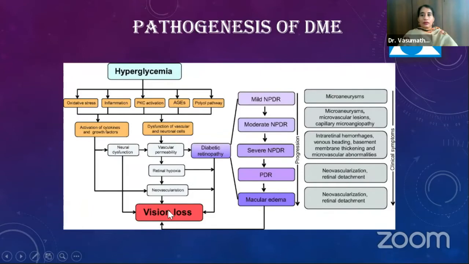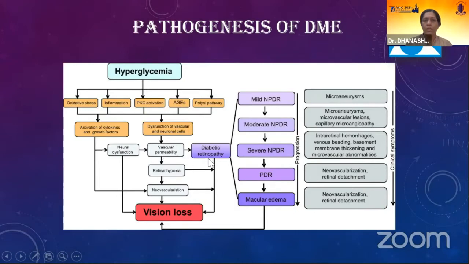So again, you can see that diabetic retinopathy also has an element of neural dysfunction, and this, along with vascular permeability, leads to diabetic retinopathy. Diabetic retinopathy goes through various stages such as mild non-proliferative diabetic retinopathy, moderate NPDR, severe NPDR, and proliferative diabetic retinopathy. Macular edema can be present with any stage of diabetic retinopathy.